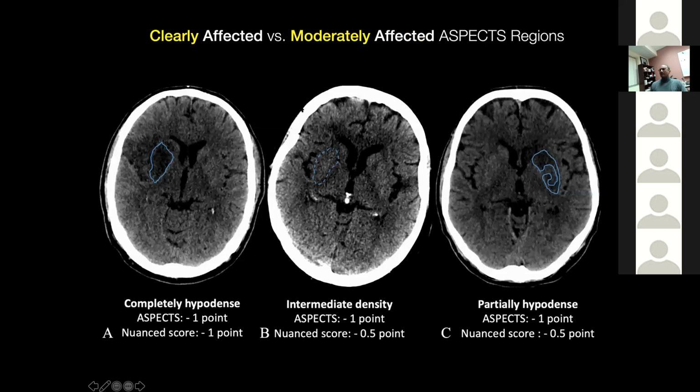So even in terms of ASPECTS, you can look at it the same way, where you can say this is sort of darkish. Is this area completely dead? Is this area partially dead? Is this area affected or not affected?